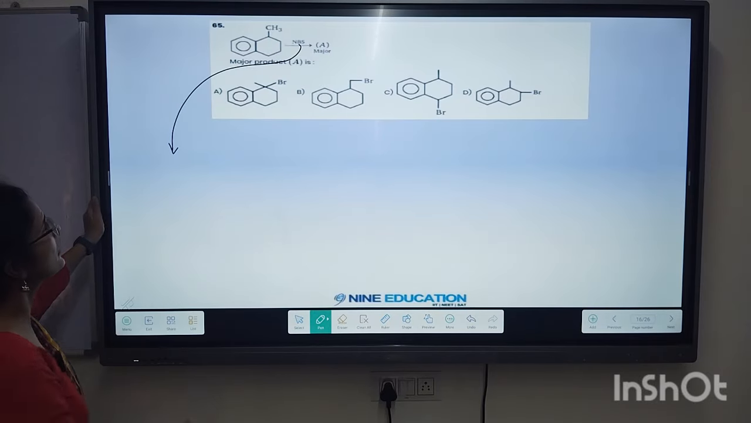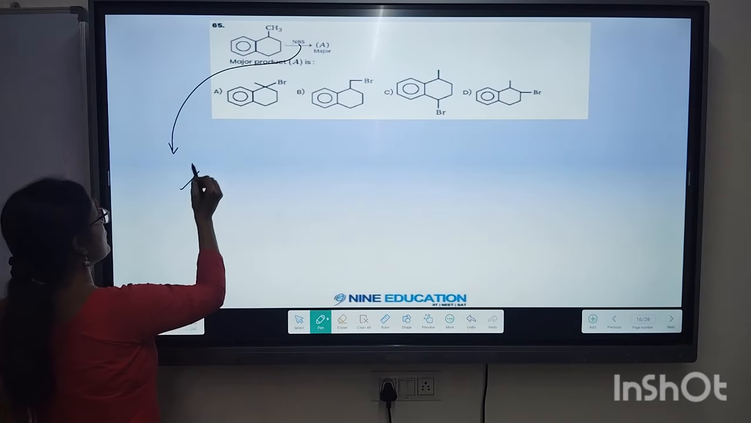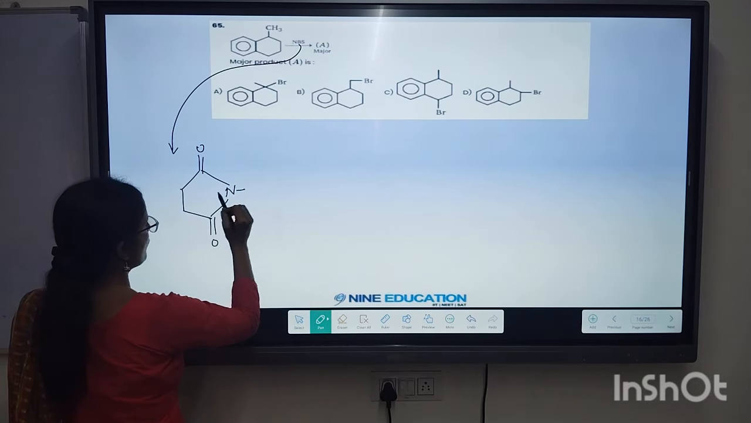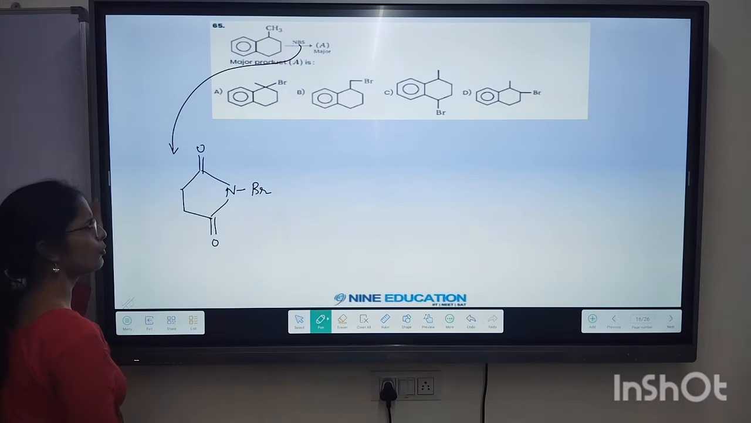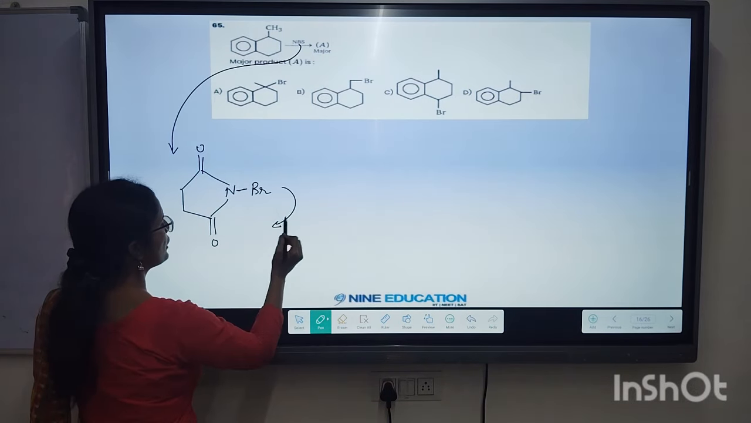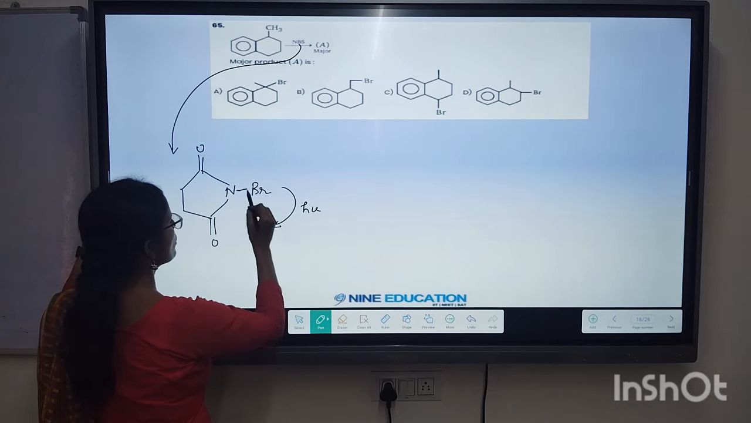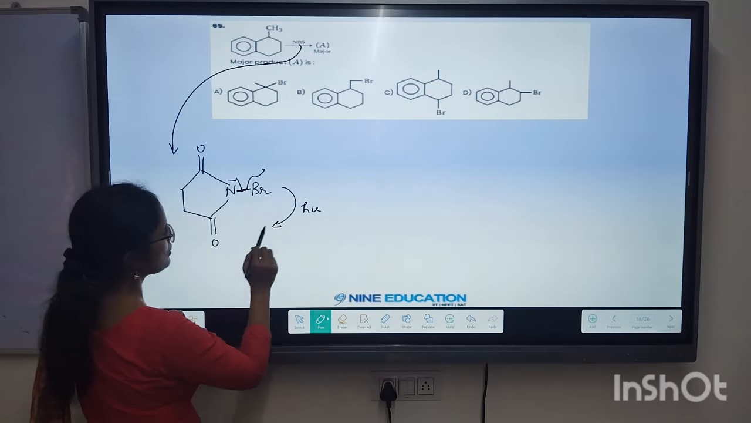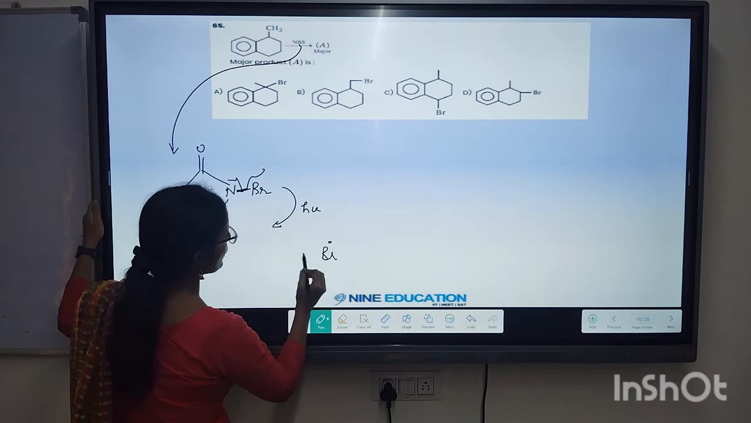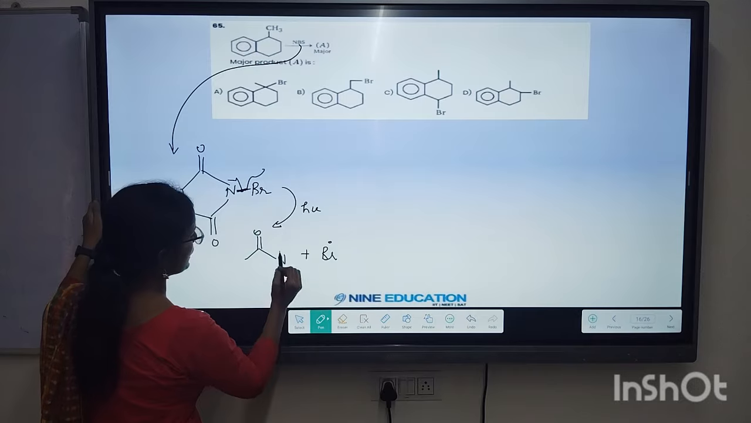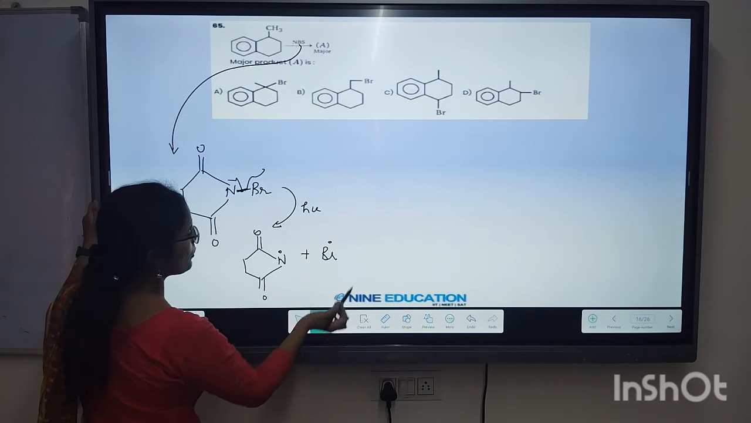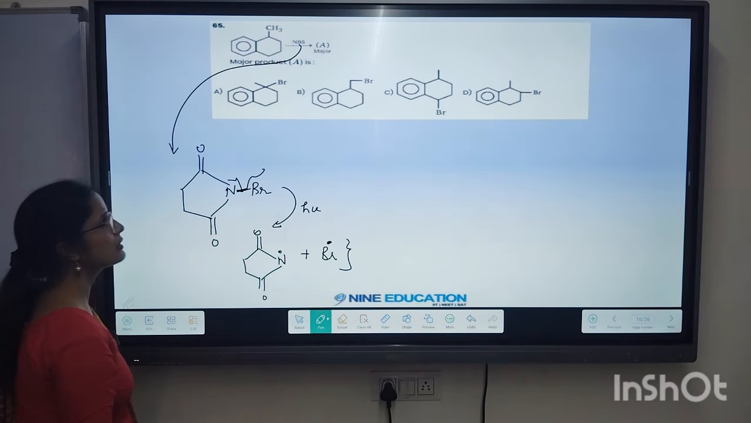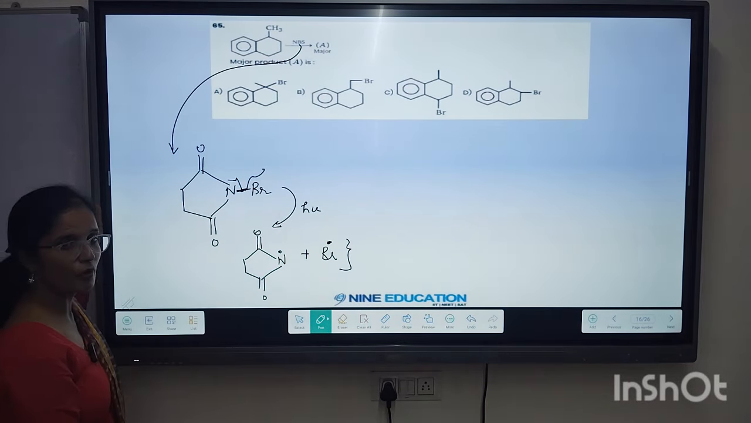In this case we have NBS. NBS is the short form of N-bromosuccinimide, which has this structure. When we have NBS and provide heat or light, this N-Br bond, a comparatively weaker bond, will break and give us a Br radical and an N radical. This Br radical will go through a free radical mechanism and do the bromination of your reactant.